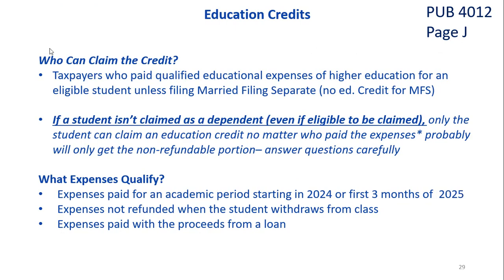What expenses qualify? Expenses paid for an academic period starting in 2024 or the first 3 months of 2025. Expenses that are not refunded. So if they withdraw from the class and they got their money back, they can't claim that. And anything that they paid for, any school expenses they paid for with a student loan, because a student loan is their money.